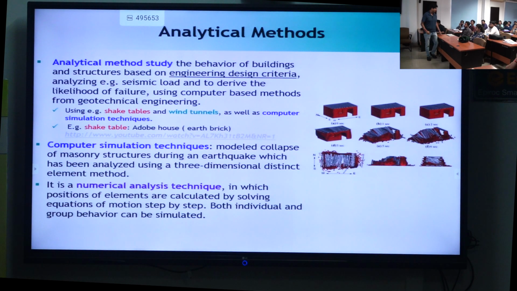We are prepared for it. Okay. So this is computer simulation techniques, modeling the collapse of masonry structures and all that, right? Numerical is also similar.